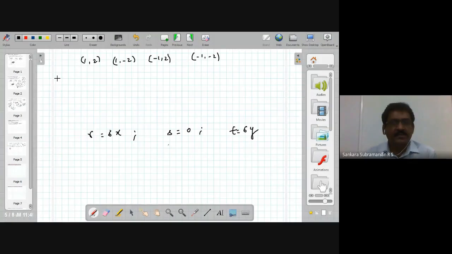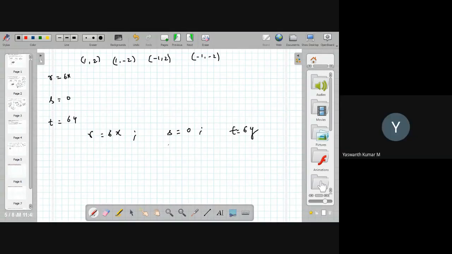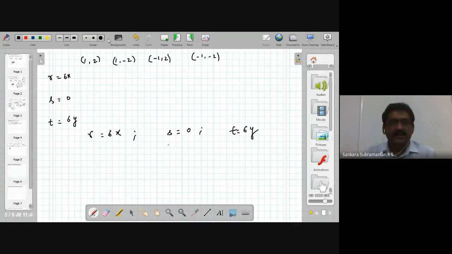And here, in the subdivision, you have R equal to 6x, S equal to 0, whatever the point may be, and T equal to 6y. You have to make it as a table that will help you.